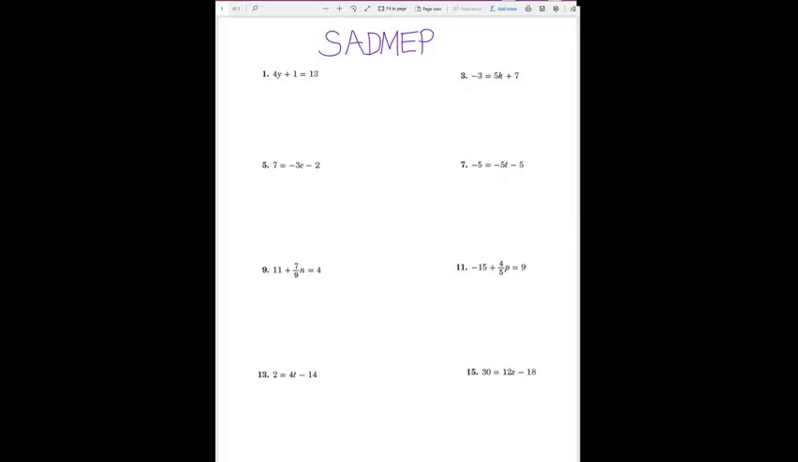Now I've written out SADMEP at the top of the page as a reminder for how to solve these problems. The S stands for subtract, A add, D divide, M multiply, E exponents, P parentheses. Now in these problems, we don't have any exponents or parentheses, so we'll just be using the first four letters of SADMEP.